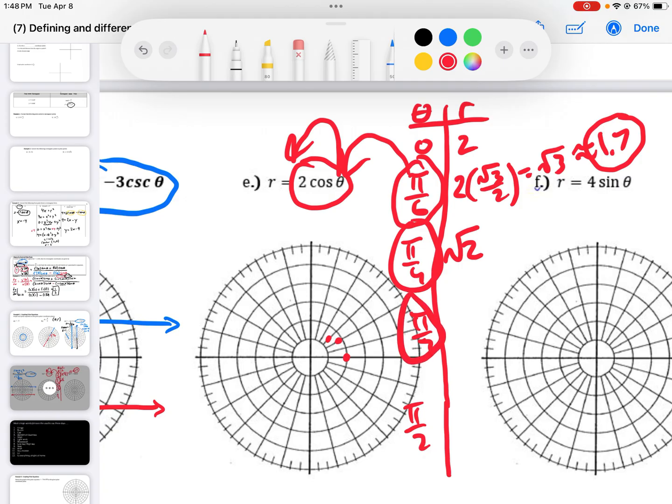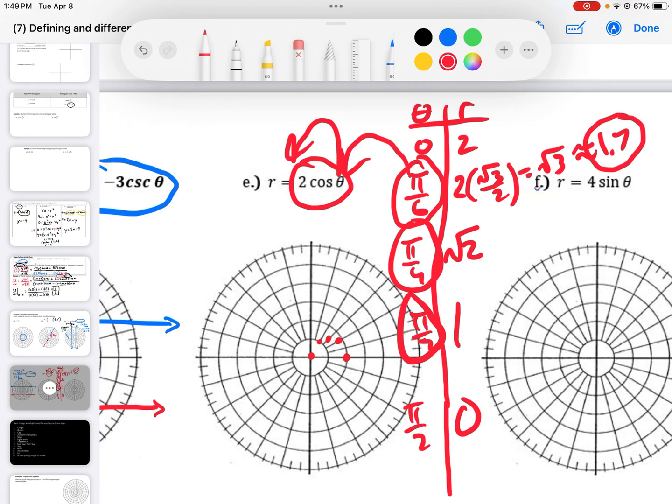Okay. Do another one. Plug in pi over 3. Cosine of pi over 3 is 1/2. 1/2 times 2 is 1. So that would be this point right there. Because the radian pi over 3 is that radian right there. But I go out from the origin 1. The radius is 1. Okay, so next one. Plug in pi over 2. Cosine of pi over 2 is 0. 0 times 2 would be 0. So at that radian, I get 0.